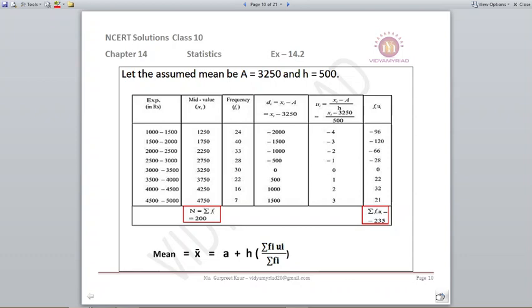Now when we find out, total frequency comes out to be 200, and fi ui comes out to be minus 235. We know the formula of the step deviation method, that is A plus H into sigma fi ui upon sigma fi. We know A is 3250, we know H is 500, which is the difference between the class. Sigma fi ui we know is minus 235 and sigma fi is 200.